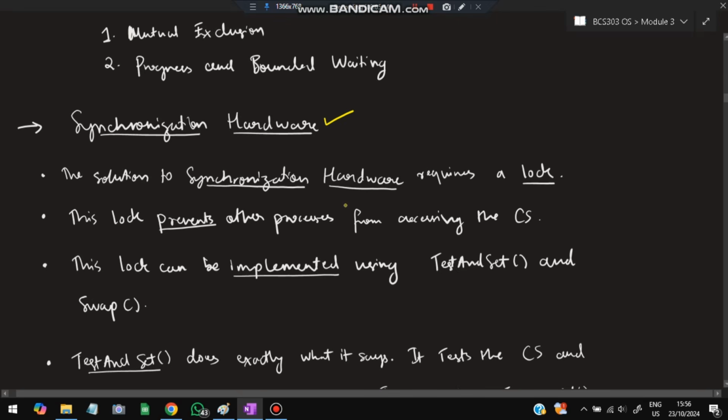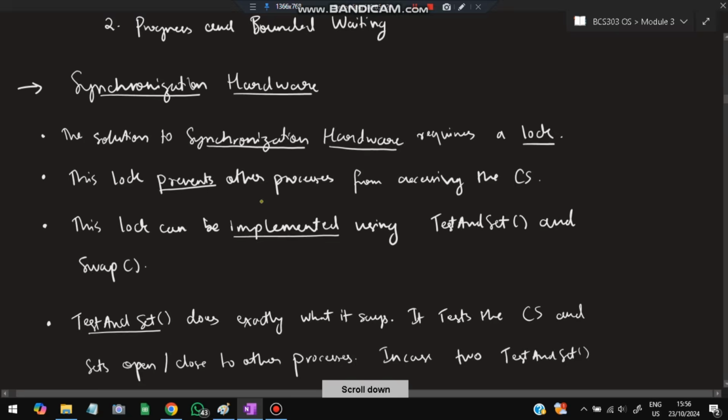What do you mean by synchronization hardware? To have synchronization, we require a lock. That is what is called synchronization hardware, which utilizes a lock. What does a lock do? It prevents other processes from accessing the critical section. If a lock is on a critical section, other processes cannot access it. That is a lock.